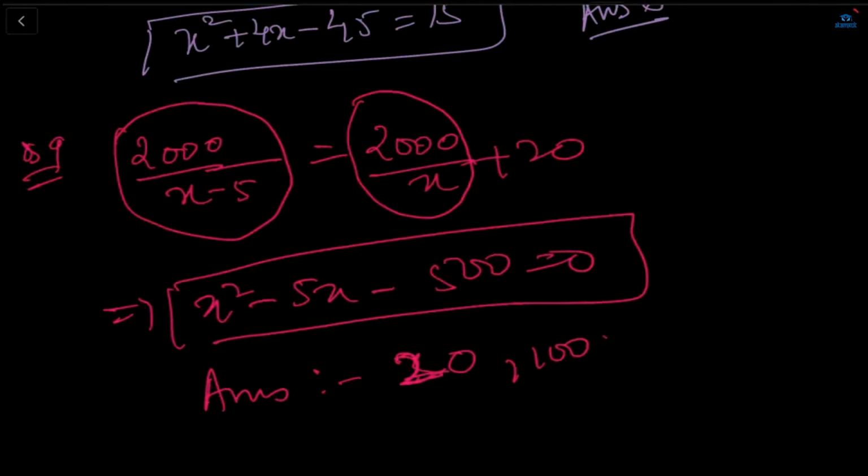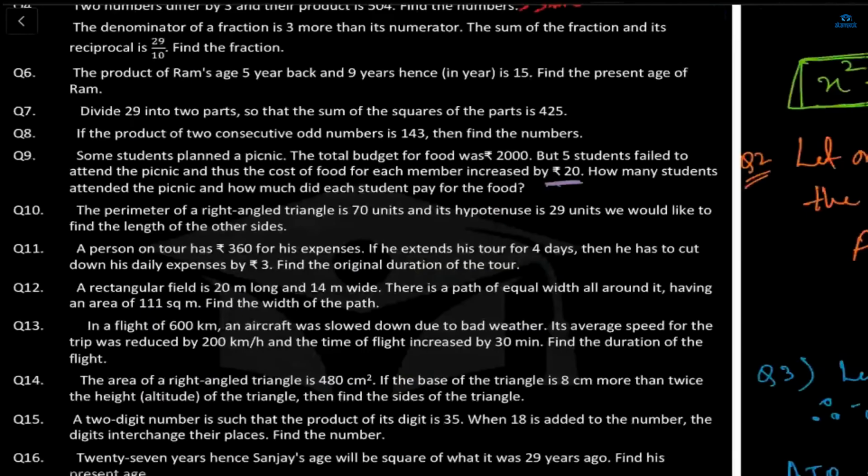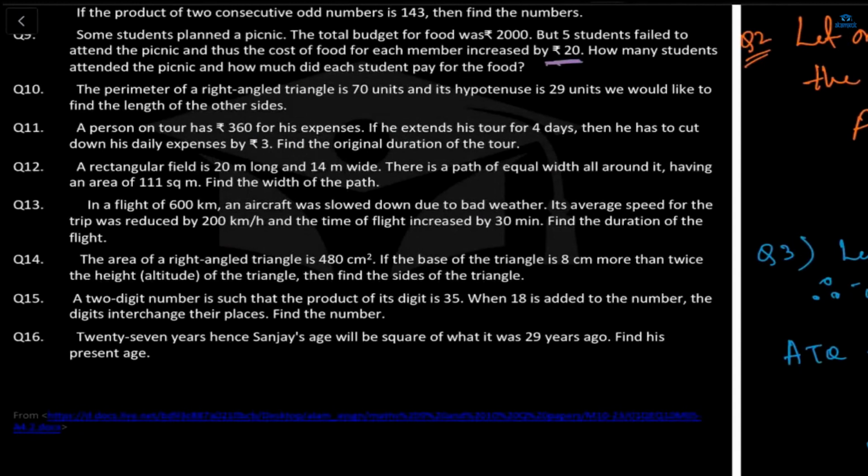Now similarly, let's see another question. Question number 10. The perimeter of a right angle triangle is 70 units.